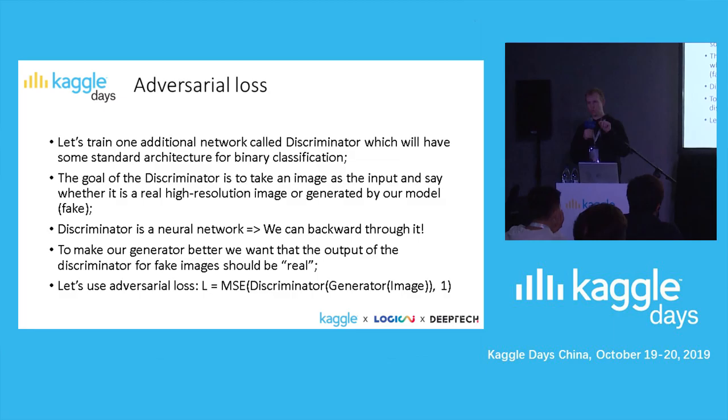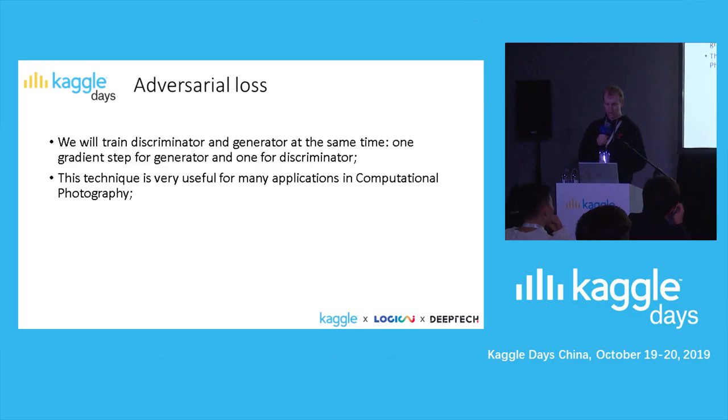Because the discriminator is a neural network, we can backward through it. Right? And to make our generator better, we want the output of the discriminator for fake images to be like real. So the discriminator should not understand which are the real images and which are the fake ones. This is exactly what our generator wants. So let's just use the adversarial loss defined here. We take our low resolution image as the input, put it into the generator, which produces a high resolution one, then put it into the discriminator, and we expect that the output should be close to one.